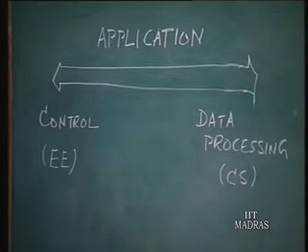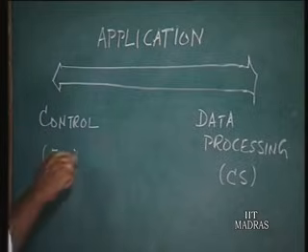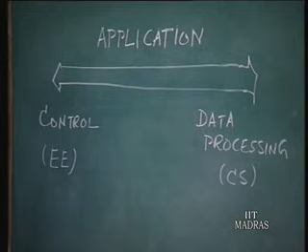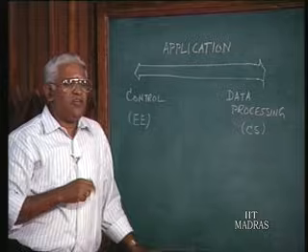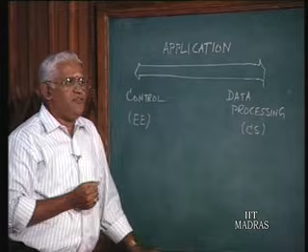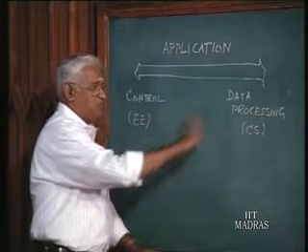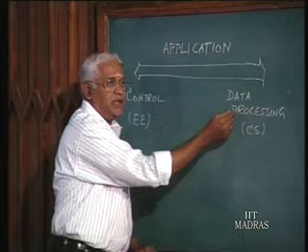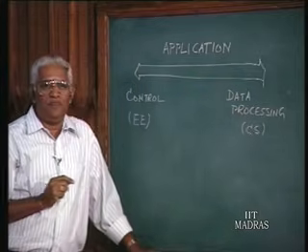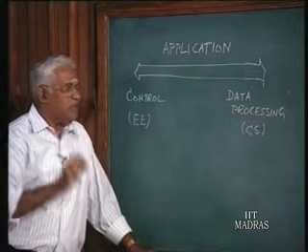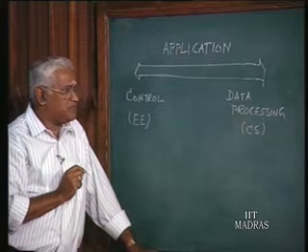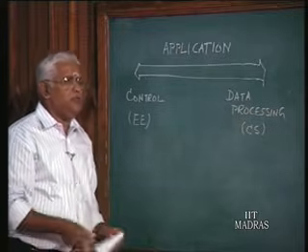Fine. Now, is it that the application spectrum gets divided into these two ends rather mutually exclusively? No, it is not really so. There will be some applications, for instance, which might need control in data processing and data processing in control also. That is very much there, but we can broadly have these two classifications.